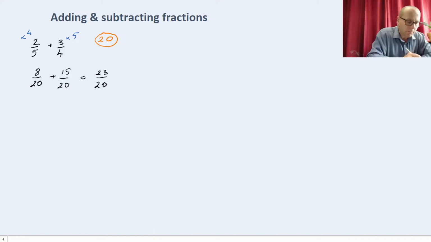That's top heavy, so therefore there is 1 and 20 into 23, and there is a 3 left over.